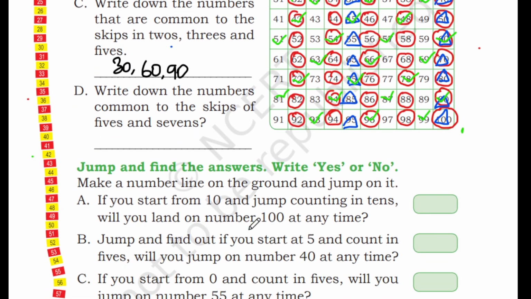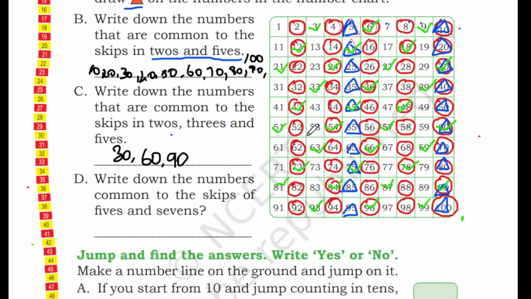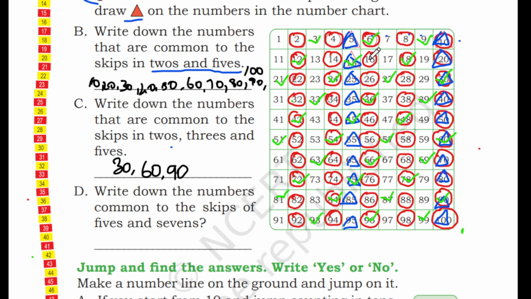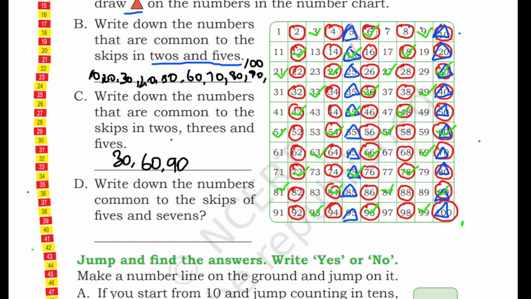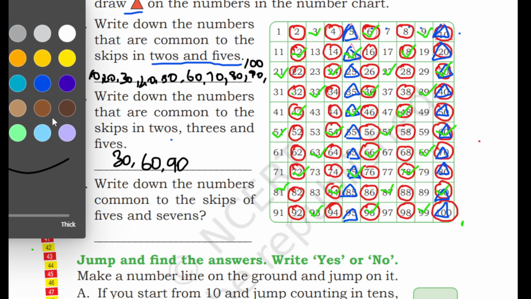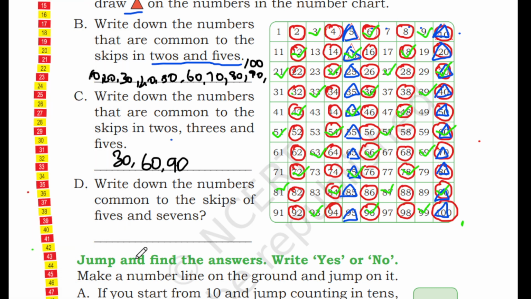Okay. So the next one. Write down the numbers common to skips of 5s and 7s. Okay. So now we have already written for 5s. So now we will write for number 7. So now we have to find out the common to the skip of number 7. So we will change the color here again to a bright one, maybe a pink one.